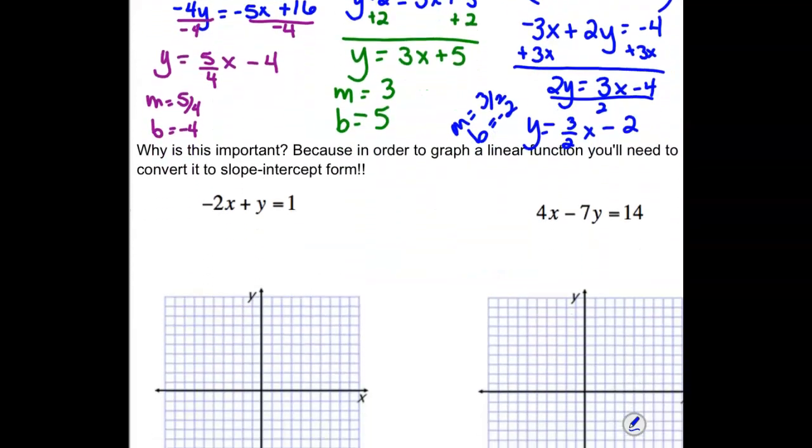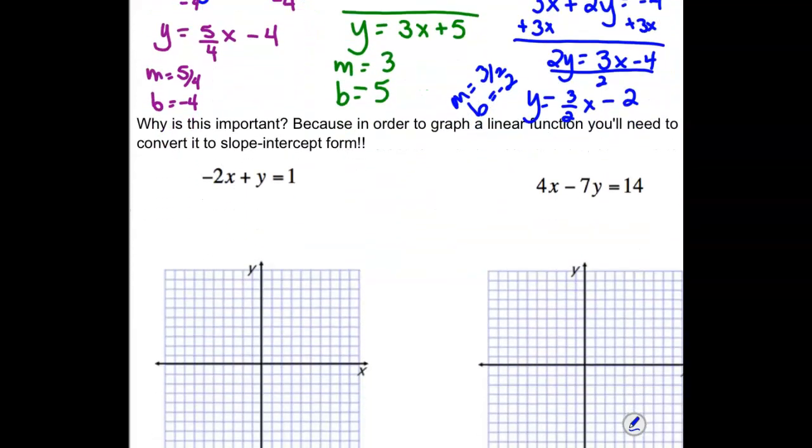So why is this important? Because to graph a linear function, we need to convert it to slope-intercept form. It's the easiest way. I will be showing you another option as we go through this chapter, especially for standard form equations, but very quick graphing when you know the slope and intercept.